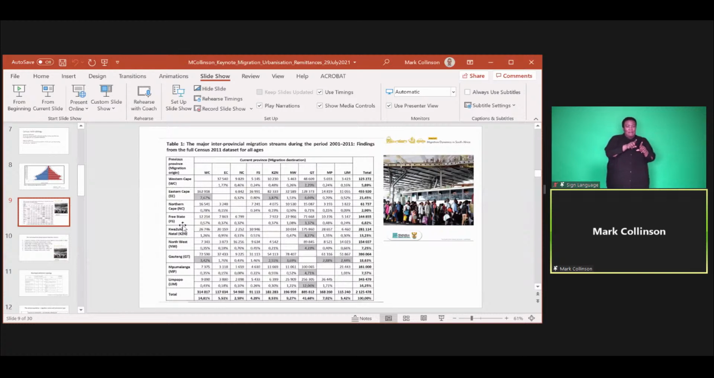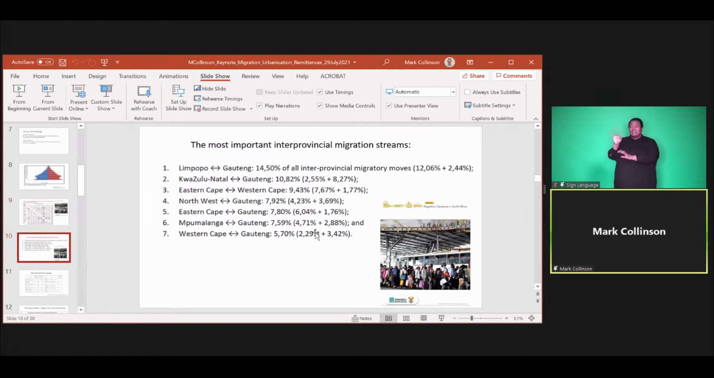Just for example, I'll show you an interesting one. Limpopo, this is a 12%. This is 12% of all interprovincial moves were from Limpopo to Gauteng, and from Gauteng to Limpopo was 2.5% of moves there. So this is an example of how this table gets read, but thankfully this has been summarized also in this report, The Migration Dynamics of South Africa, produced by Stats SA.